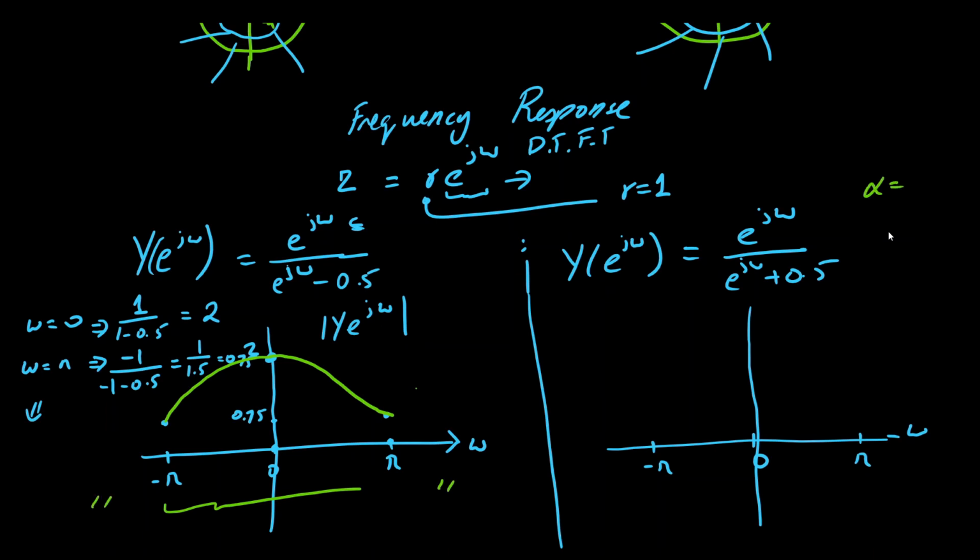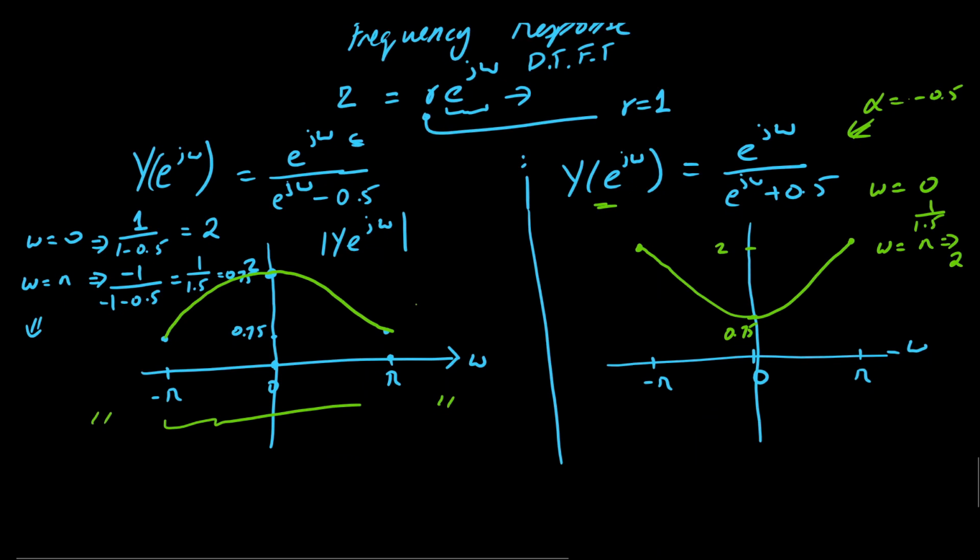But for alpha equal to minus 0.5, that is, we are having this transform. So when omega is equal to 0, we would have 1 over 1.5, that is, we would have a value of 0.75, and when omega is equal to pi, this function would have a value of 2 at this point. So we would have this magnitude response.